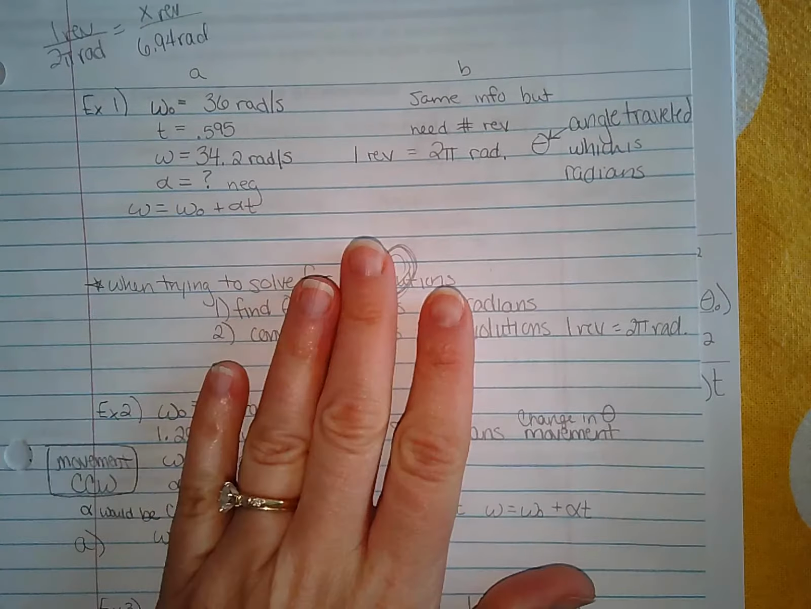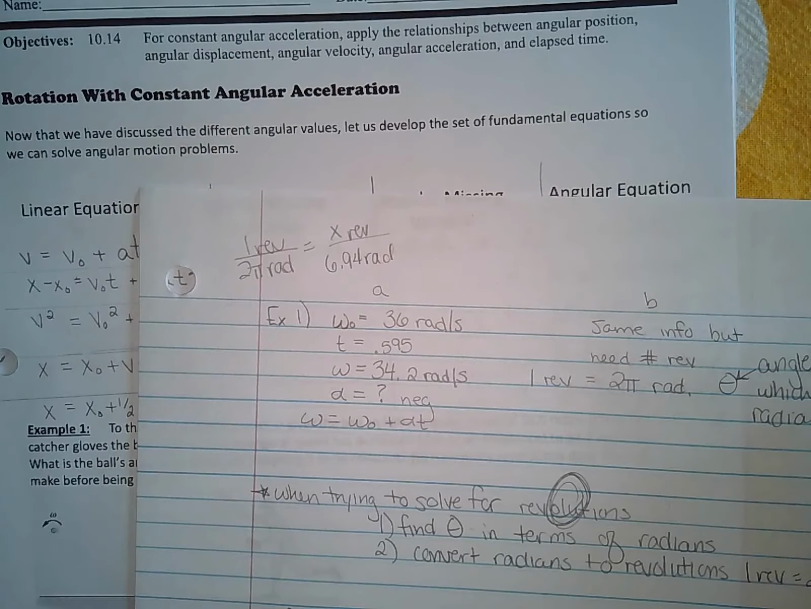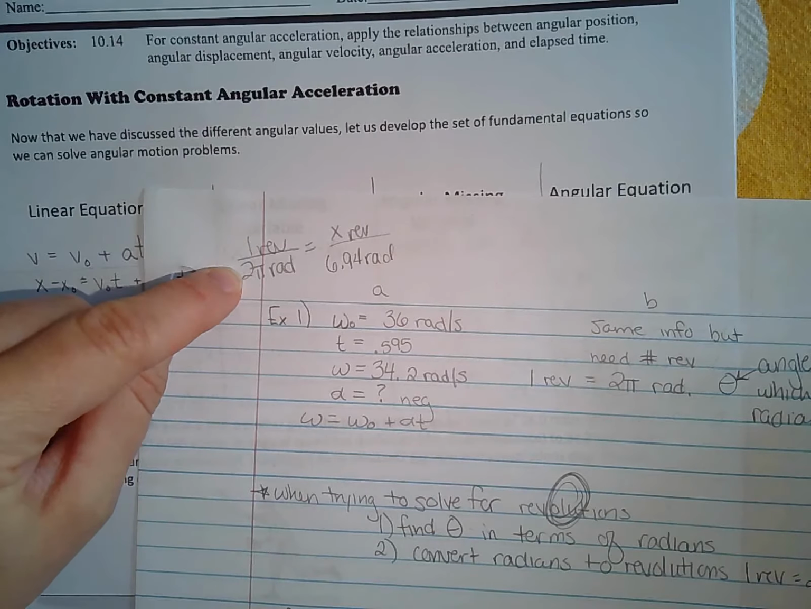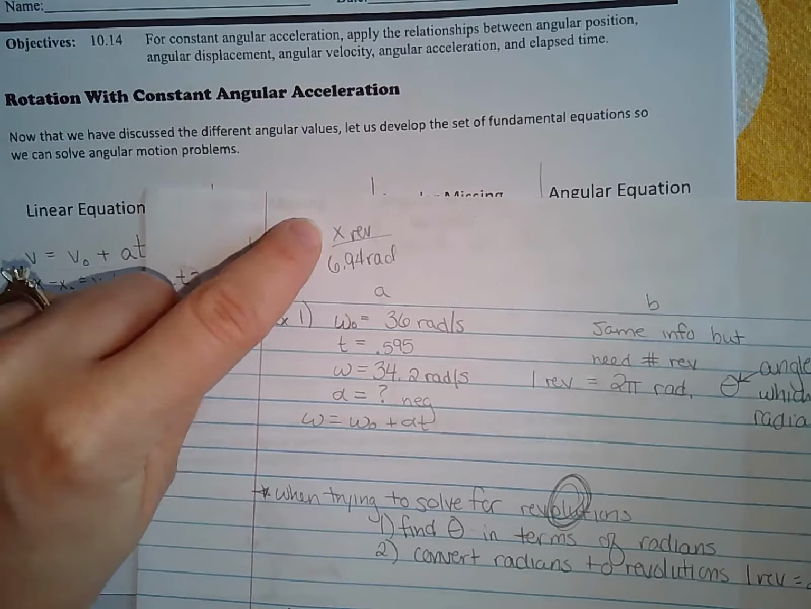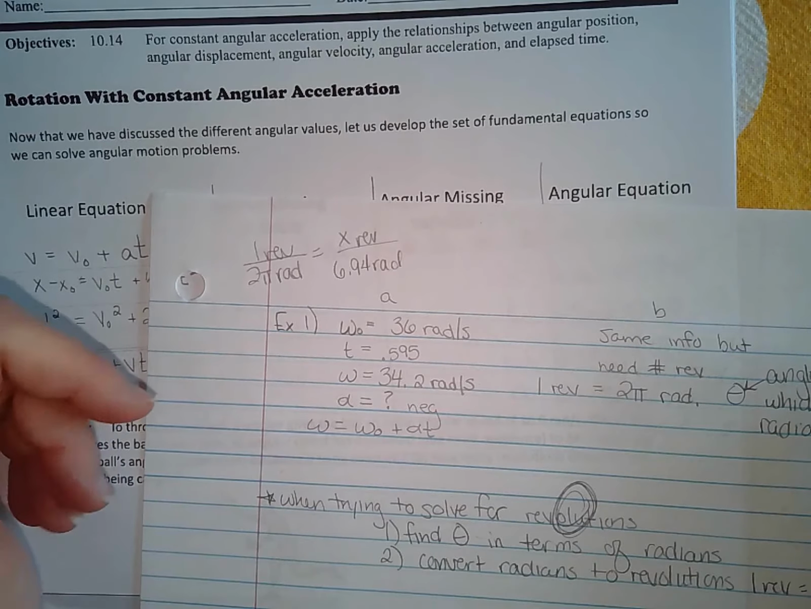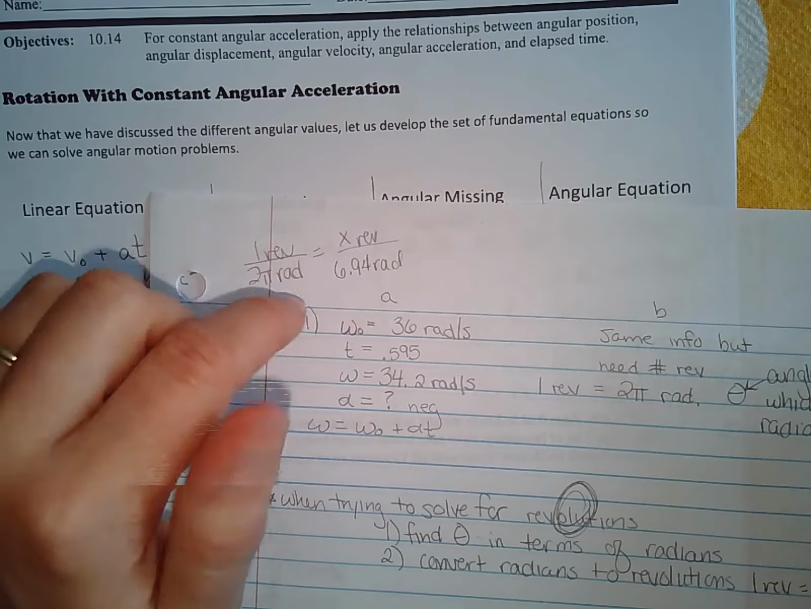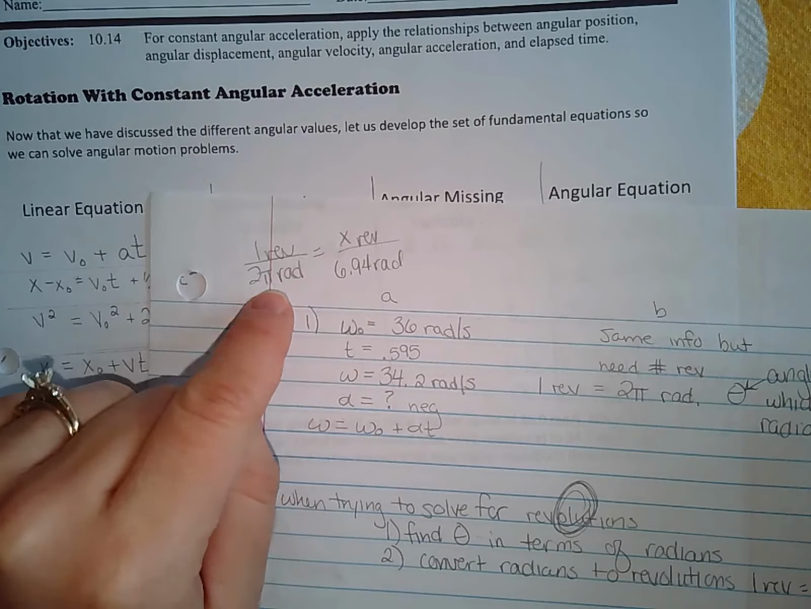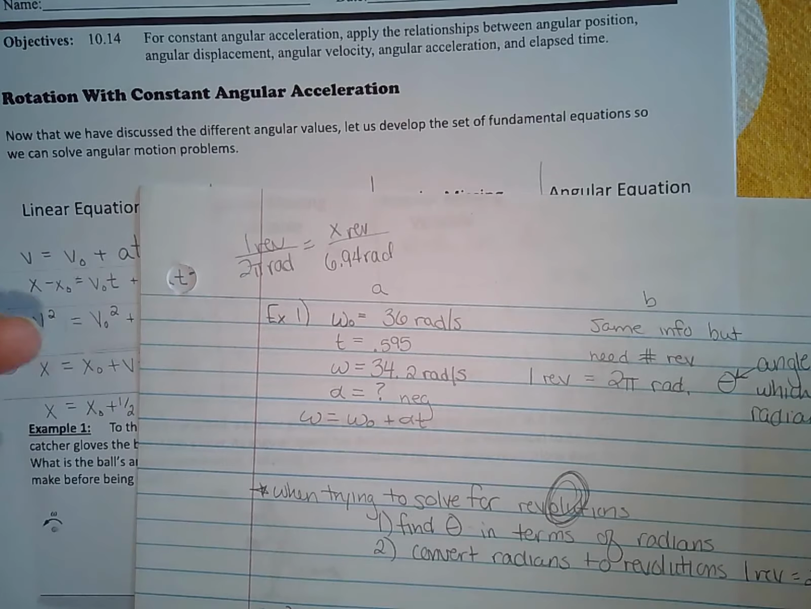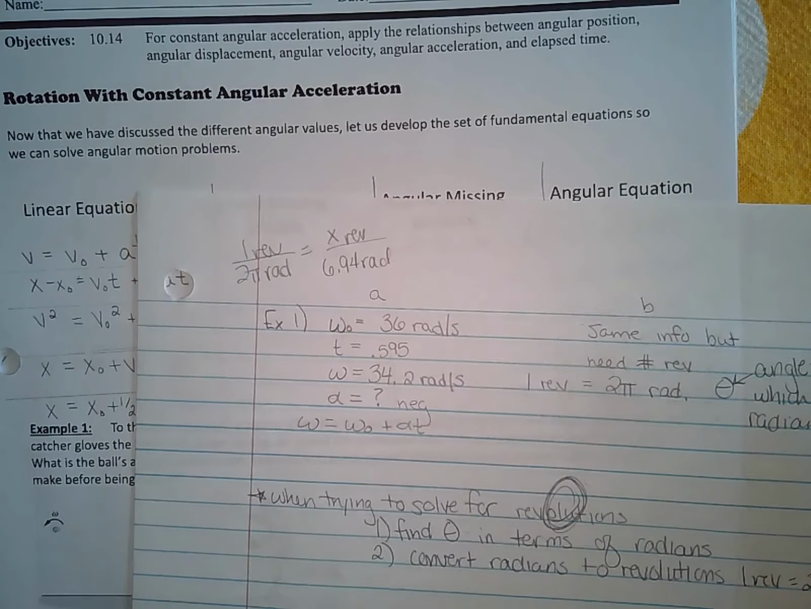You can see I did an example up here. I was messing around with some examples, and I said, okay, if 1 revolution is 2 pi radians, how many revolutions is 6.94 radians? Cross multiply, divide. Long story short, guys, you are pretty much just going to take your radians, divide by 2 pi, and if you need degrees, multiply by 360. So just a little helpful thing there, okay?